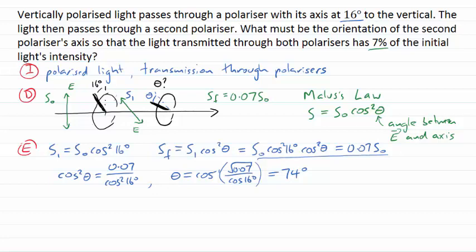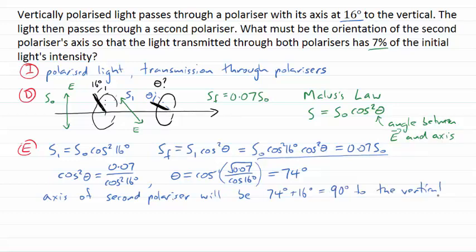So in fact there's two possibilities here. We could be 74 degrees clockwise from that 16 degrees or 74 degrees anti-clockwise, depending upon how you're looking at that polarizer. We can choose either one of those, so let's just choose that we're going to add that 74 degrees to the 16 degrees. So that says that the axis of the second polarizer will be 74 plus 16 degrees, which is actually 90 degrees to the vertical. And that's kind of interesting. That means in our diagram here, we should have drawn that axis out in this direction here, horizontal, and the angle theta was in fact the angle between 16 degrees and the horizontal, that's 74 degrees there.